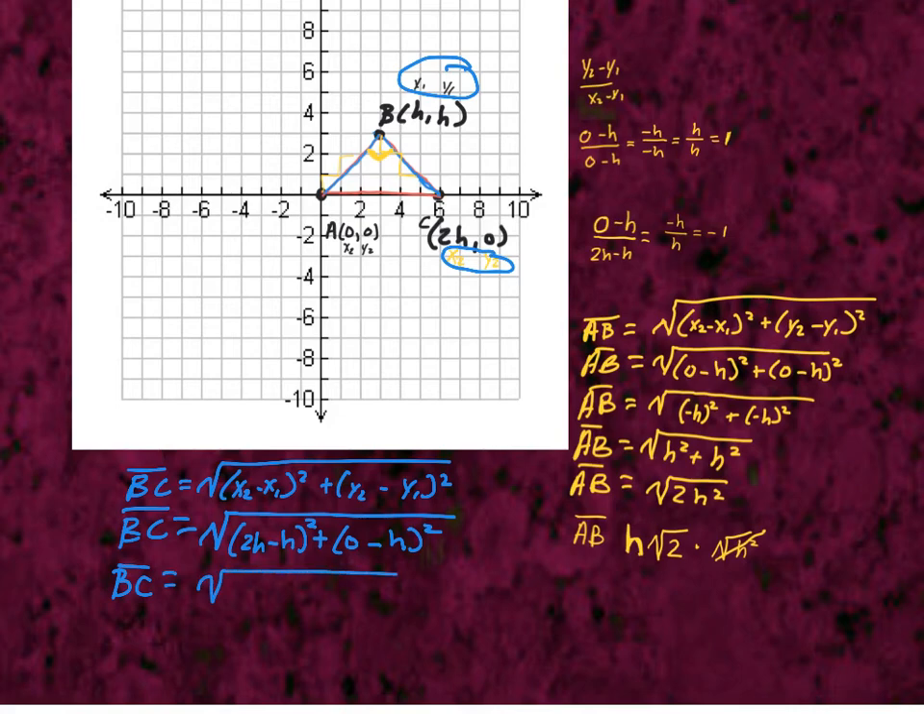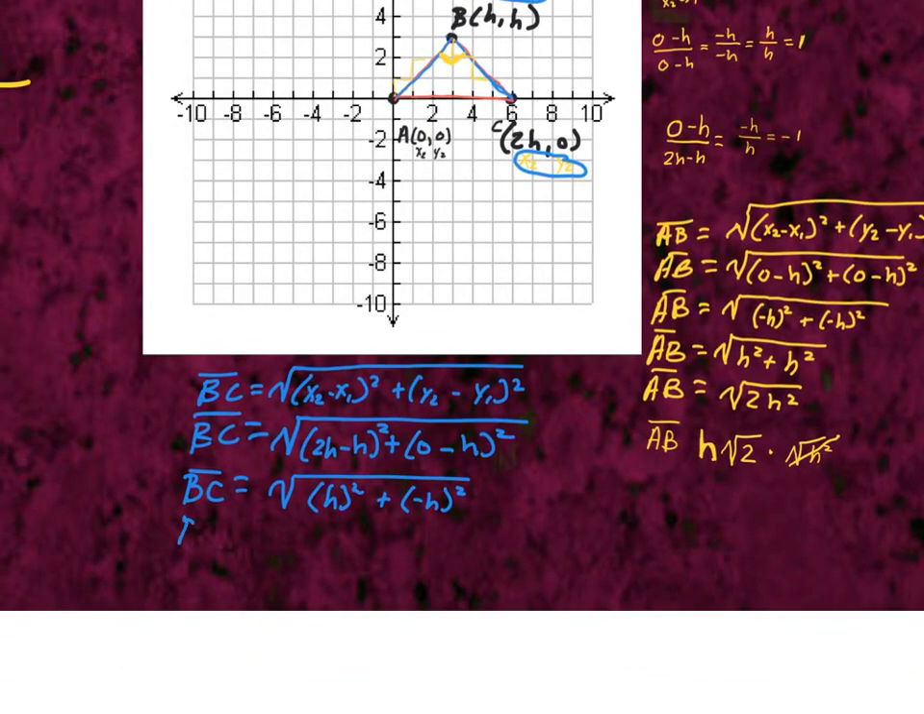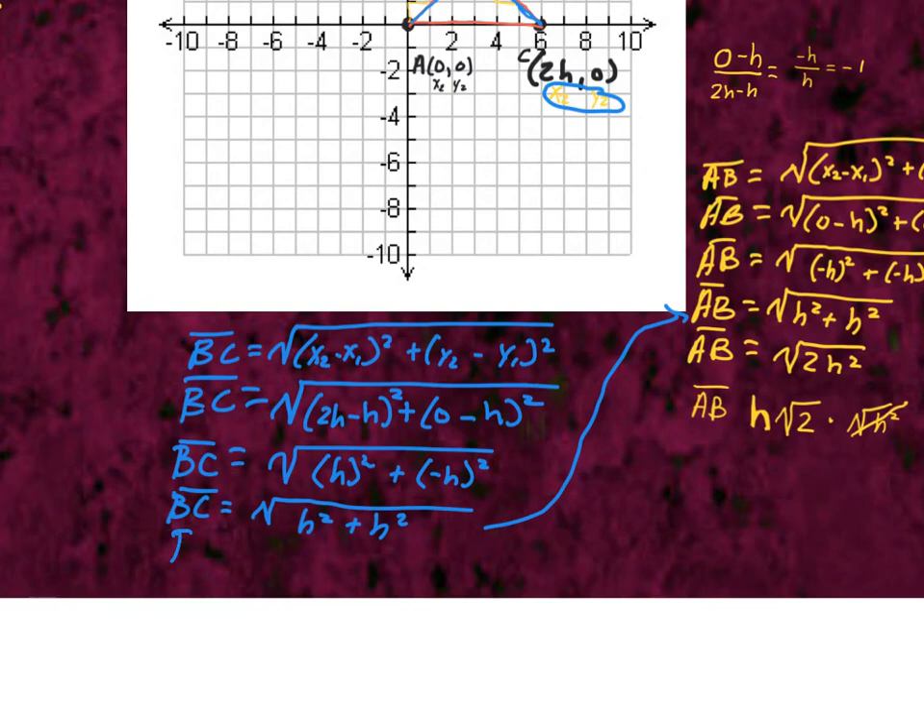2h minus h would just give me h, and that's going to be squared, plus 0 minus h, which will give me negative h, and that will be squared. So the length of BC would be h squared plus h squared. This is good news because remember, we had h squared plus h squared right there. So BC is equal to the square root of 2h squared.